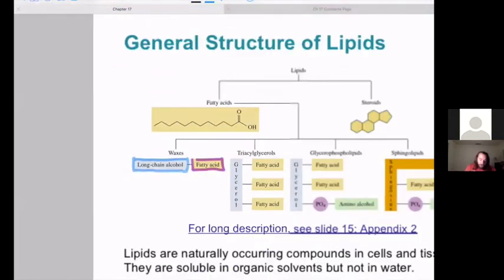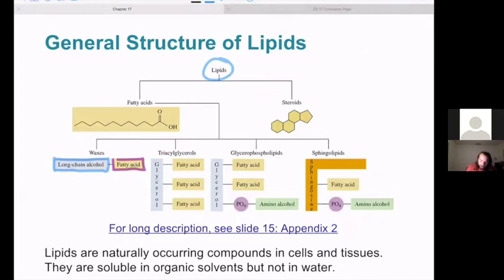Okay, so starting out with the classification of lipids, which is the whole shtick of the chapter, right? That's what we're going to be focusing on completely. There are two main branches. One of them are the steroids, which contain those fused carbon rings, and the other ones are all made up of, or at least have a fatty acid component.